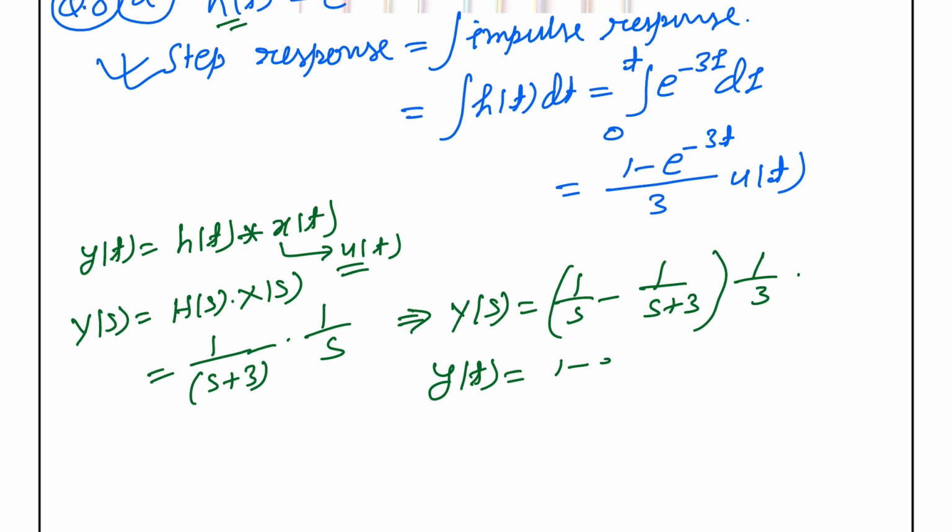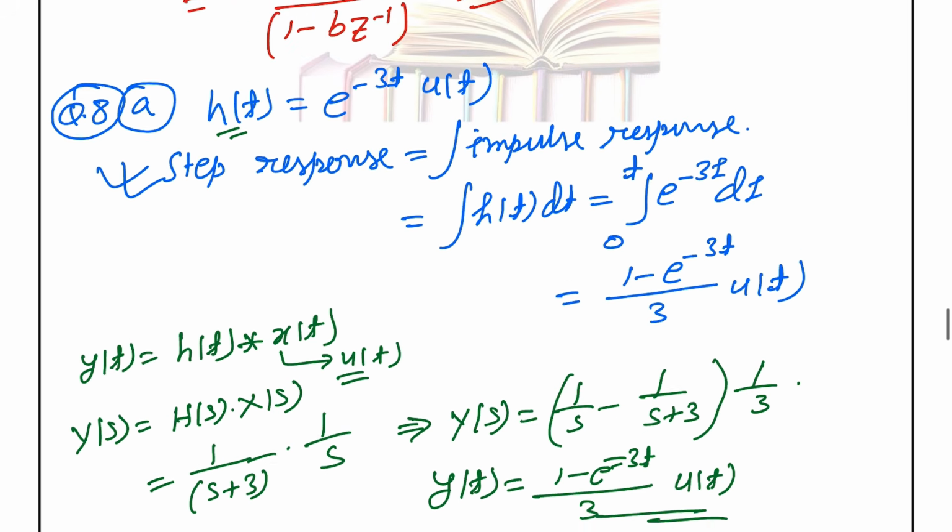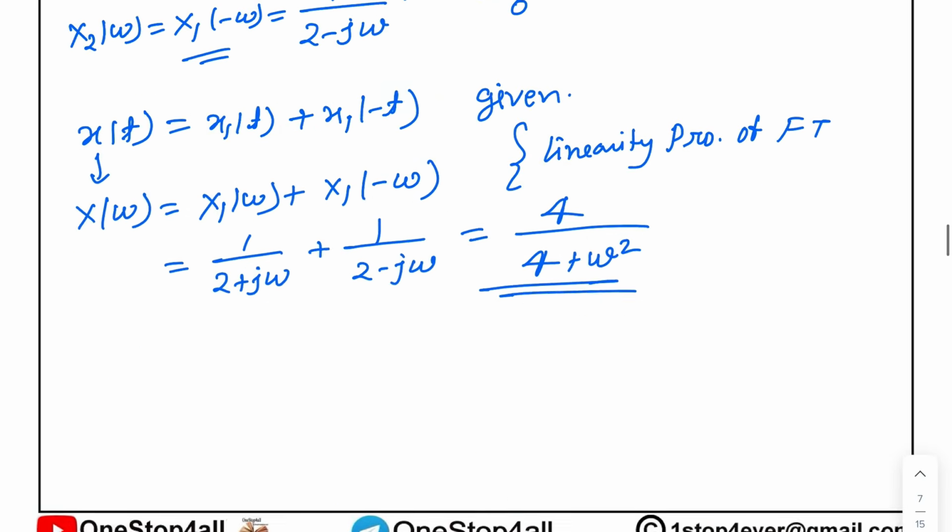So, it will be 1 minus e to the power minus 3 t, whole divided by 3, into u of t. So, this is your answer. So, there are two types of methods. Now, next is 8b, what is the 8b? We will see.